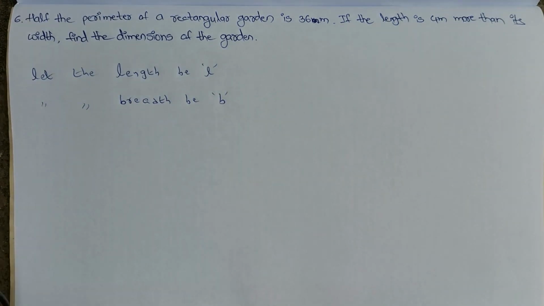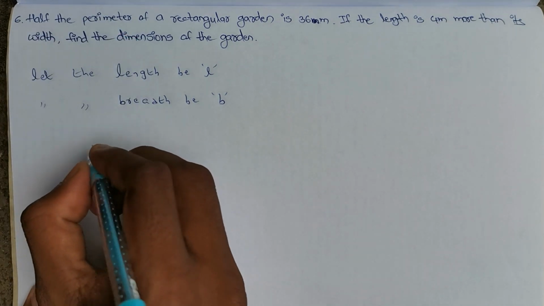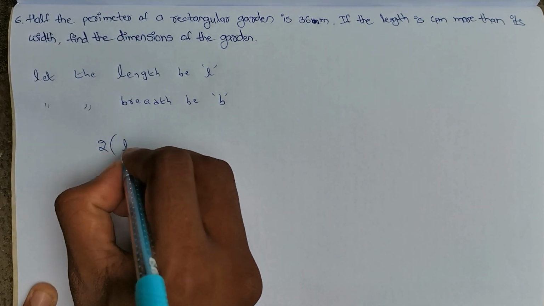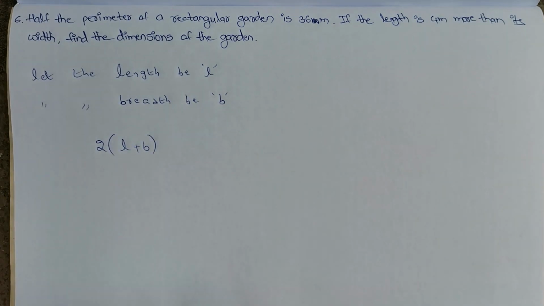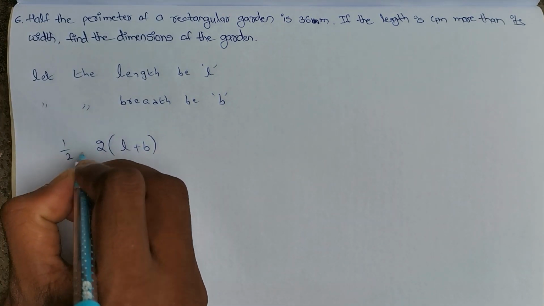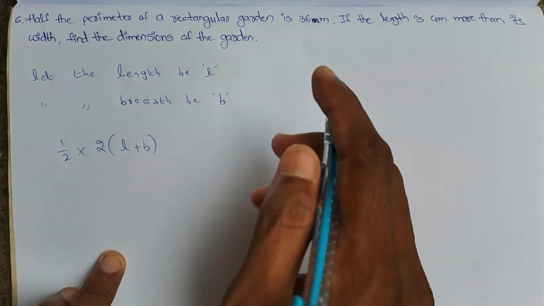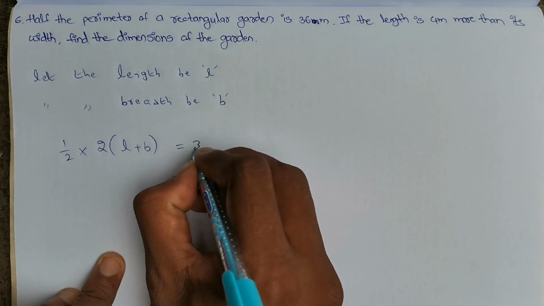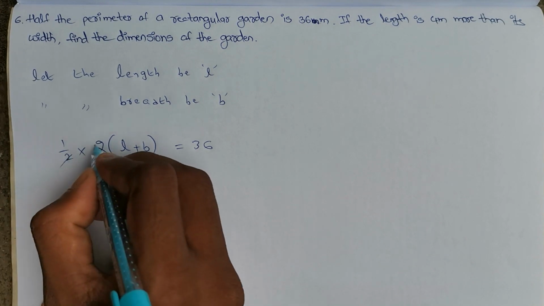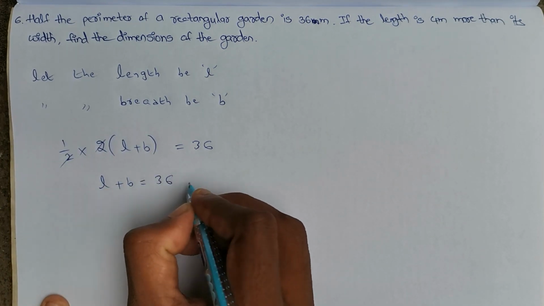Now, first condition, half the perimeter. What is the perimeter of a rectangle? 2 into L plus B is the perimeter of a rectangle. But he gave half the perimeter. So, half into perimeter of the rectangle is 36 meters, which is equal to 36. Here 2 both will cancel. So, we remain with L plus B is equal to 36.